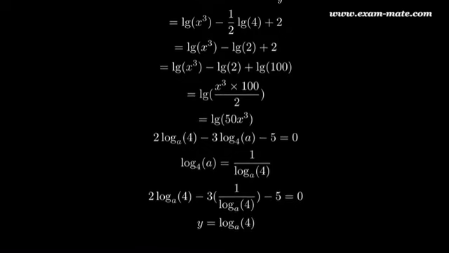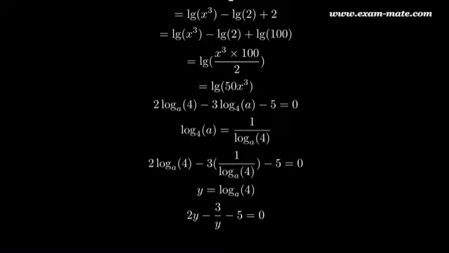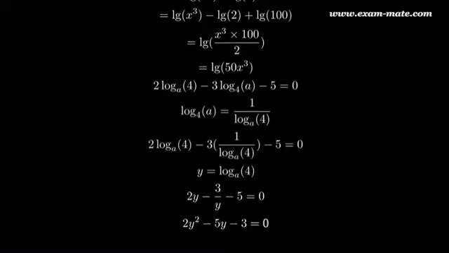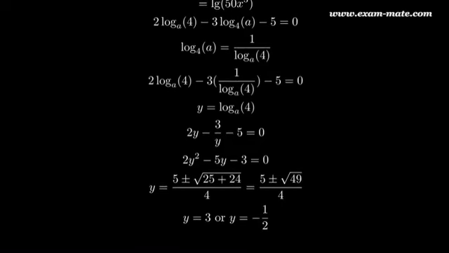Let's let y equal log base a of 4 to simplify our work. This gives us 2y minus 3 over y minus 5 equals 0. Multiply all terms by y to clear the fraction, and we get 2y squared minus 5y minus 3 equals 0. Using the quadratic formula, we get y equals 5 plus or minus the square root of 49, over 4. This simplifies to y equals 3 or y equals negative 1/2.